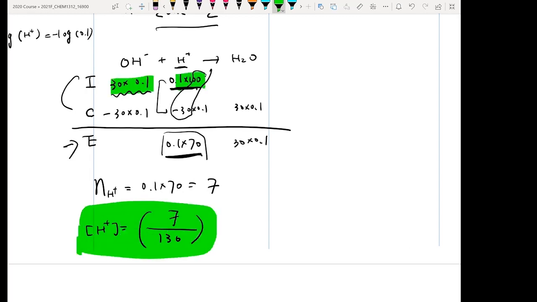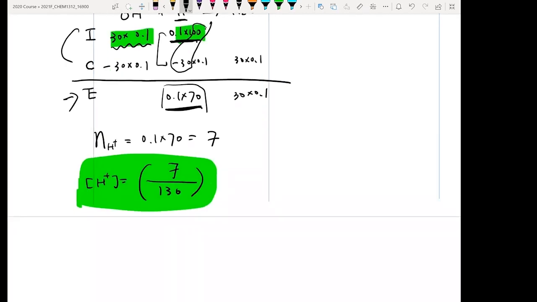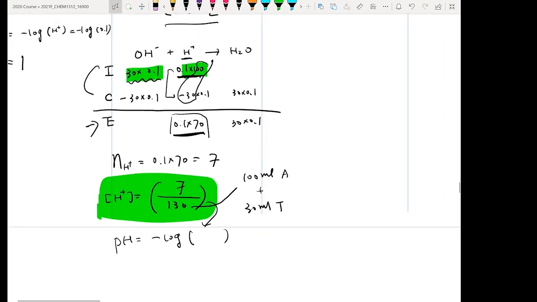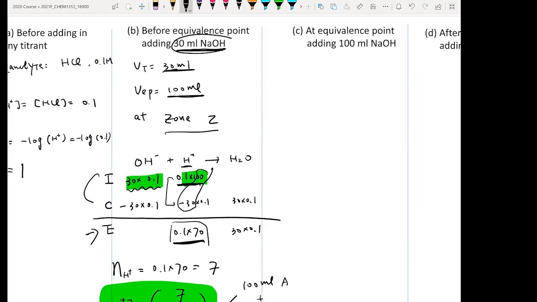In the ICE table, we always do the moles here, so we did not change the concentration. We change into the concentration later. So once we have this, then the pH will simply equal the negative log of this value. Yes, that is from 100 mL of your analyte plus 30 mL of your titrant, because at the top of the question you add in 30 mL of NaOH.